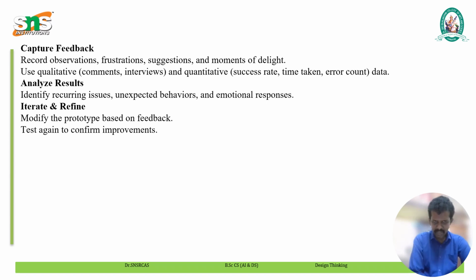Next, we go with analyzing results. Analyzing results means identifying recurring issues, what issues are going to come up and recording them, what the unexpected behaviors are, and what the emotional responses from the users are. Next, iterate and redefine. Iterate means modifying the prototype based on feedback. Once we get feedback, if the design needs to be modified, we do the modification based on the feedback. Then test again to confirm the improvement.